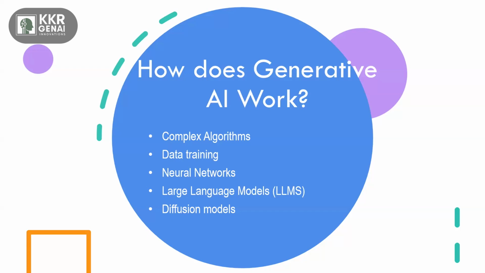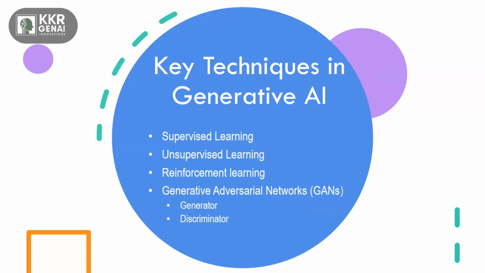So diffusion models, these models are used to generate images, and I wouldn't want to go very deep into it, but these are the main contributors of how generative AI works. So key techniques in generative AI.